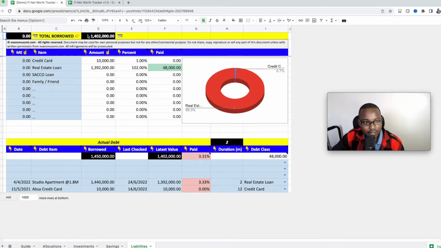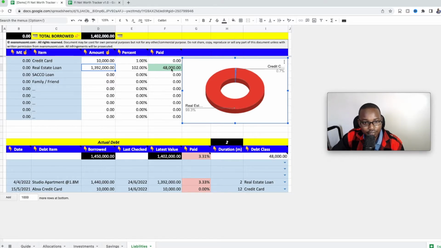At the very top here, we see the total amount borrowed. This is the total debt, 1.4 million that D has borrowed. And over here, we see the main debt or liability categories. It has a credit card, real estate loan, SACCO loan, family, friends, and the total amount. So this is the biggest amount, and on to the right you can see it accounts for 99.3% of his debts, and then credit card takes up slightly less than 1%.